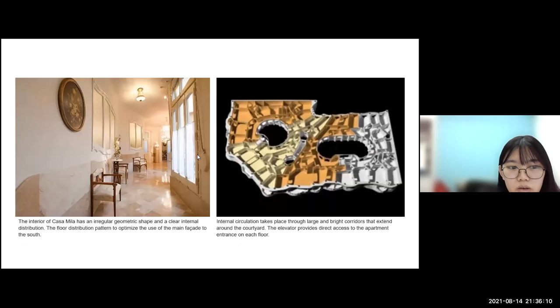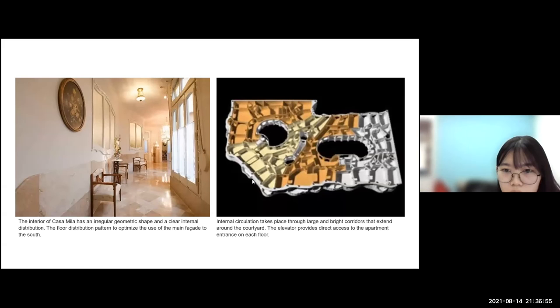So for the entire interior of Casa Mila, it has an irregular geometric shape, and it has a clear internal distribution. The floor distribution pattern tries to optimize the use of the main facade to the south. From the previous pictures we saw that the facade of Casa Mila is full of windows, so he was trying to design the building to have most of the natural lighting come into the building itself.